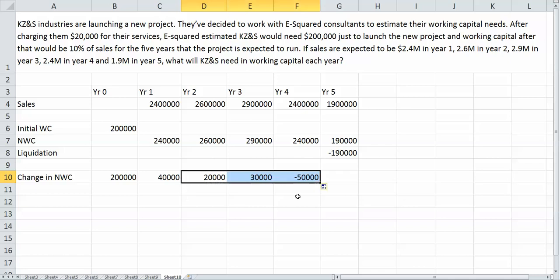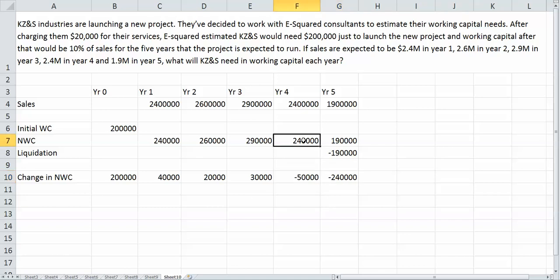And now I'm just going to drag across. As you can see, in year 3, we went from 260 to 290, or an increase of 30,000. And then in year 4, we went from 290 to 240, so that's actually a decrease of $50,000. Now year 5, it's a little tricky because I already told you about the liquidation value here. So this is going to equal the 190 minus the 240. We should probably put those in parentheses. Plus our liquidation value here. And it's negative $240,000.